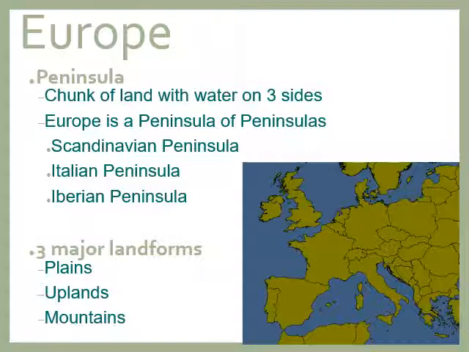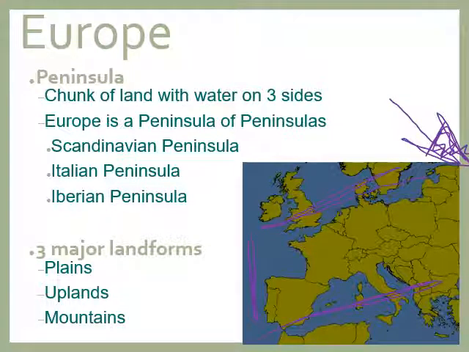So Europe is essentially a giant peninsula that over here in this area is attached to Asia. Okay, and it's attached to a huge landmass of Asia, but it's sticking out and there's water on all three sides. So all of Europe is one big peninsula. And then this peninsula has a ton of peninsulas on it.